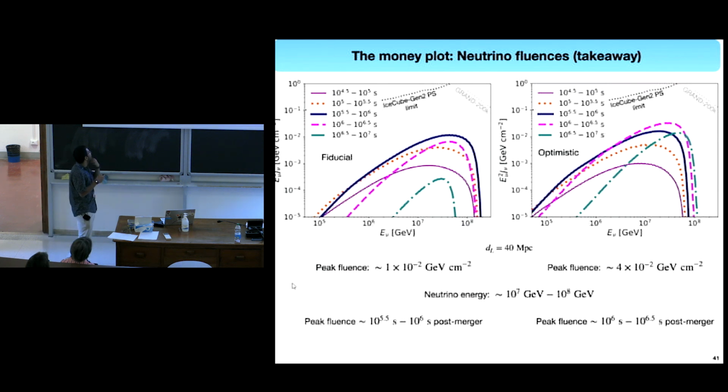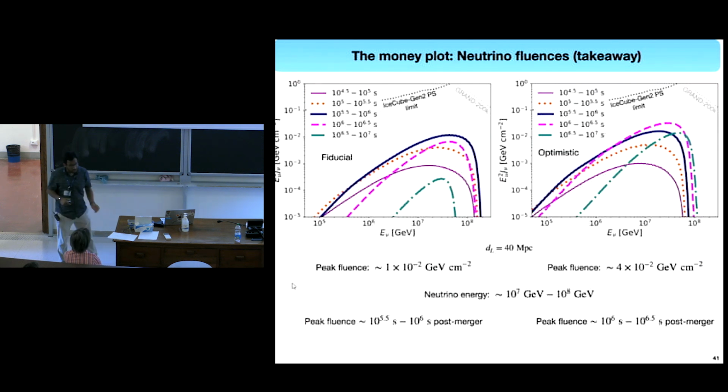Here, the peak fluence is around 10^-2 GeV per centimeter squared, and the energy of neutrinos where it peaks is around 10^7 to 10^8 GeV. For the optimistic case, of course, because it's optimistic, you have a higher neutrino fluence associated with this particular model. It primarily has to do with a higher proton energy, so you have more accelerated protons that can produce more neutrinos.